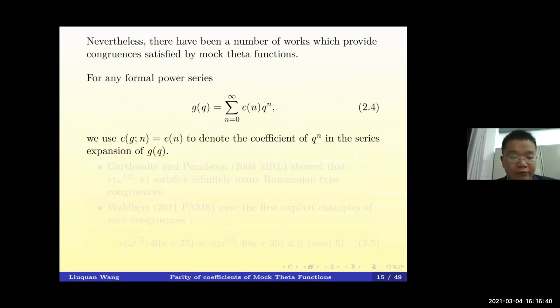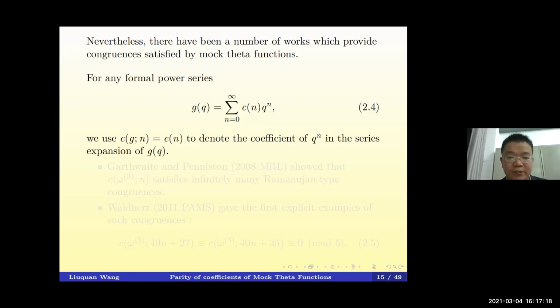So people have also studied the arithmetic properties for coefficients of modular functions. And since there are so many modular functions, I will introduce a unified notation here for our convenience. For any formal power series G of q with the nth coefficient being Cn, I will use C_g(n) to be the coefficient of q^n in the series expansion of G(q). This notation will be very convenient for us because we just need to change G to discuss different functions.